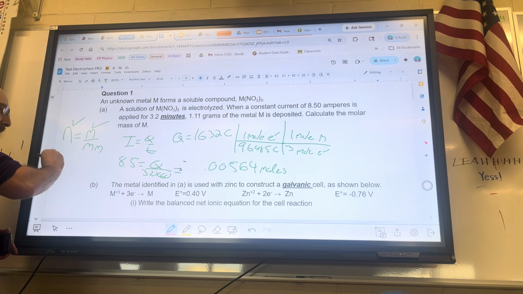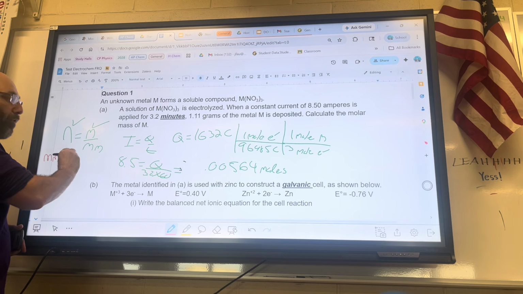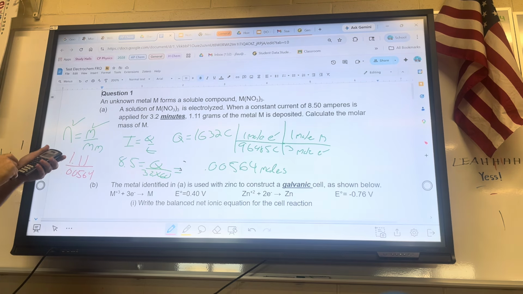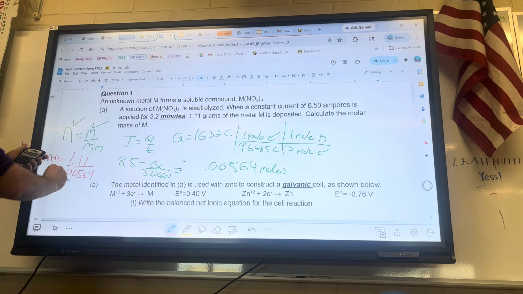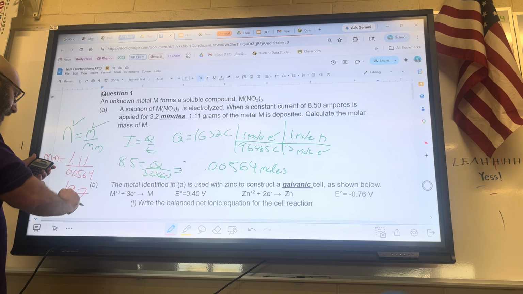We'll do a quick rearranging here. Molar mass is mass, 1.11, over 0.00564. And I got around 197.